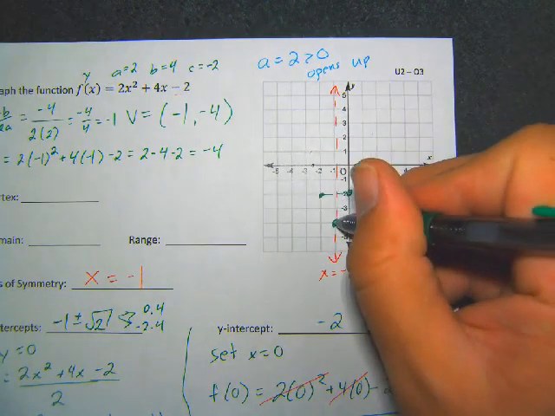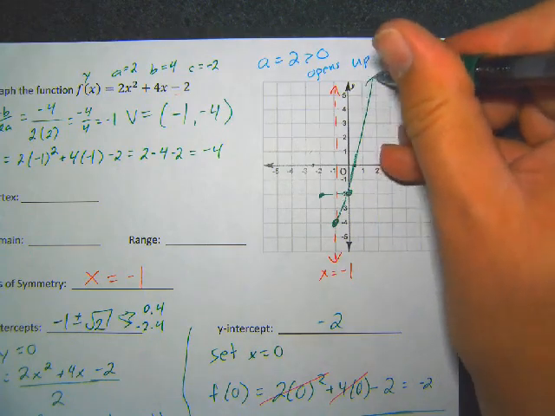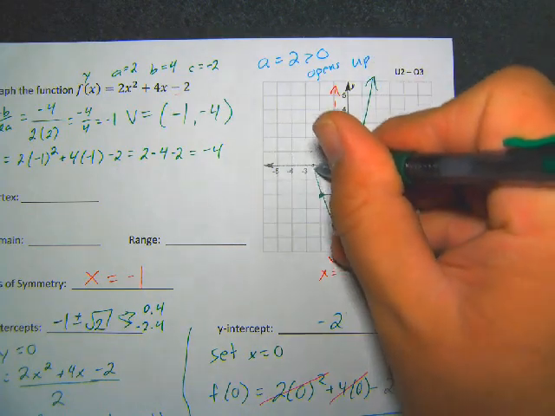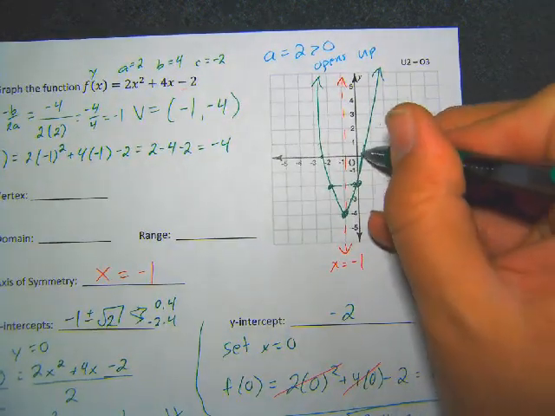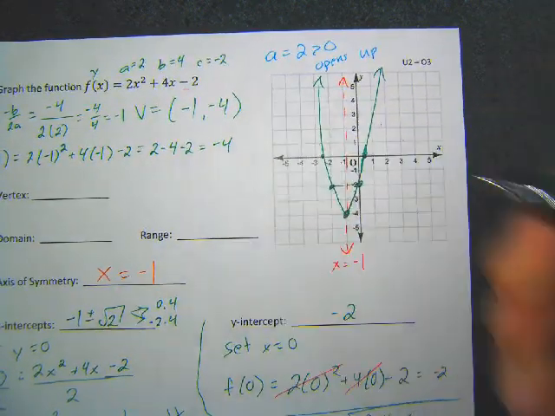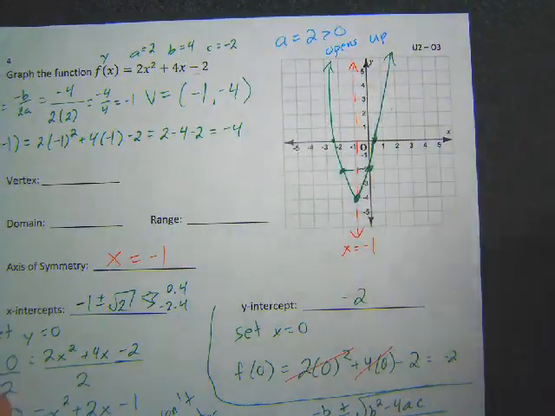And that makes sense. You can see if I drew the line, I would try to cross to that point if I drew my line very well. So this makes sense. I've got good x-intercepts, 0.4 and negative 2.4. But again, I didn't really need to use the x-intercepts. I could have just used the y-intercept.